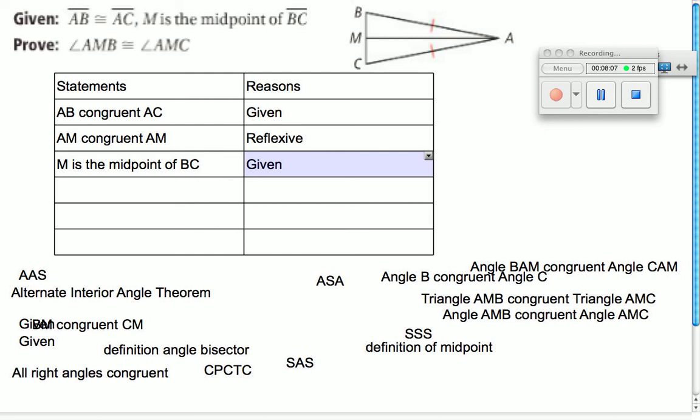Okay, so we were given that M is the midpoint of BC. Does that allow me to say something else? Click and drag. I was going to tell you this so you could drink. No, I click and drag up there all day.